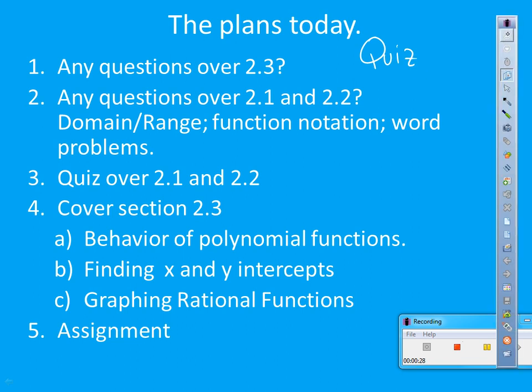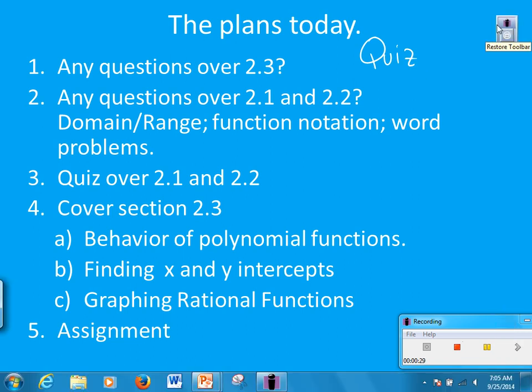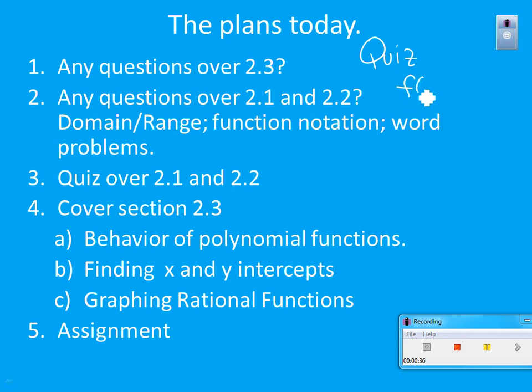So let's plan on doing that over domain and range. Make sure you know how to use that f of x plus delta x. Finding this right there. The delta x is really just a variable. So we'll quiz next time on that.